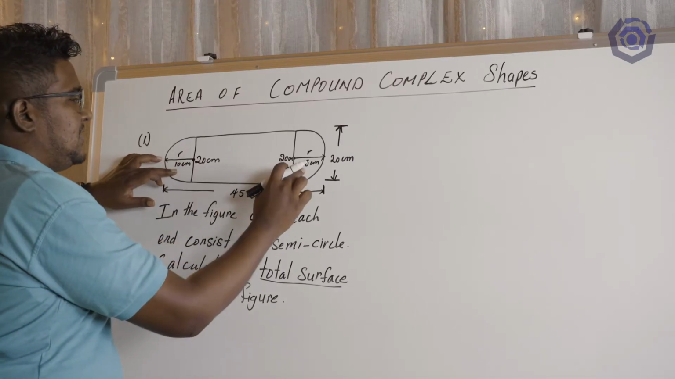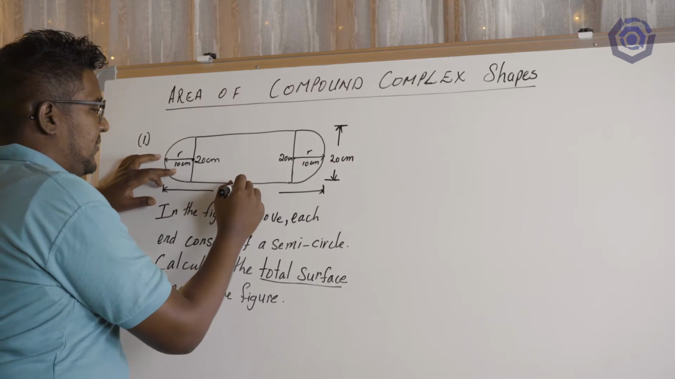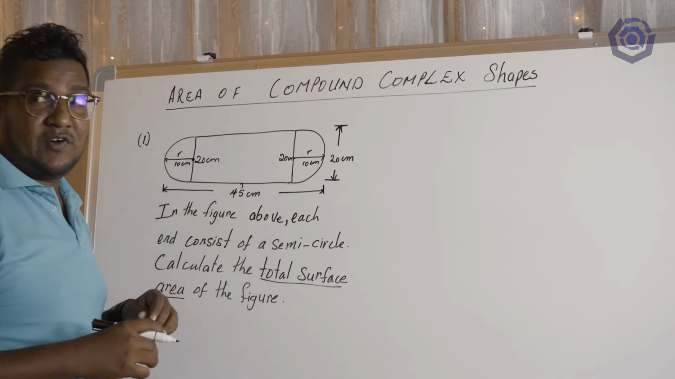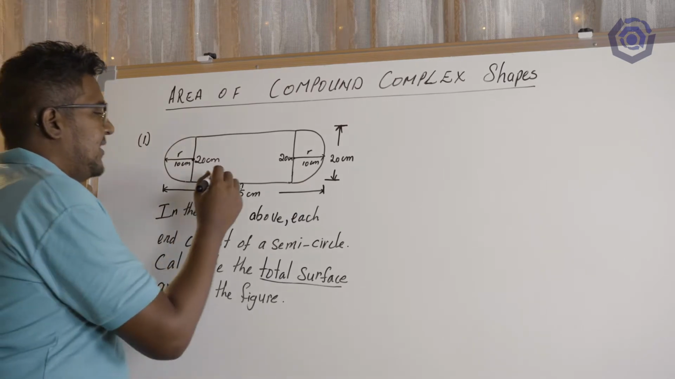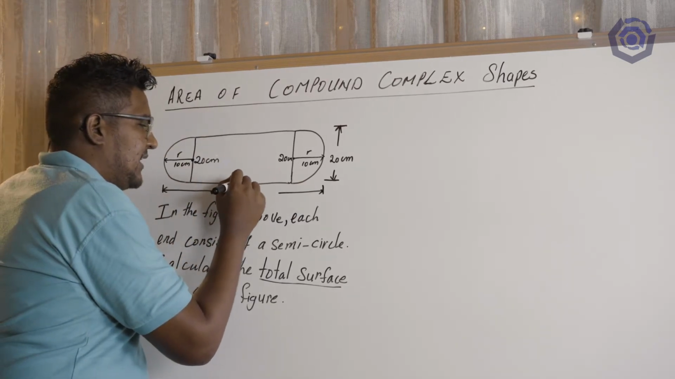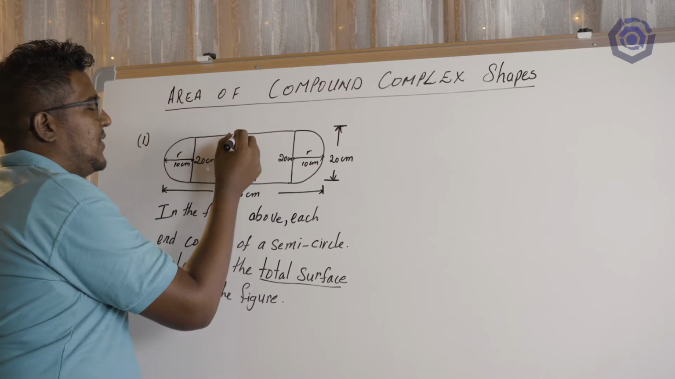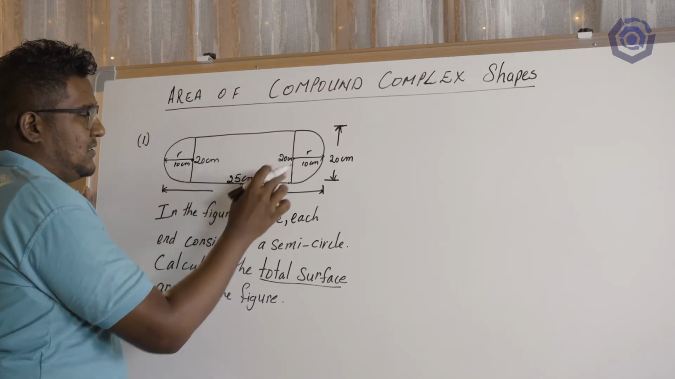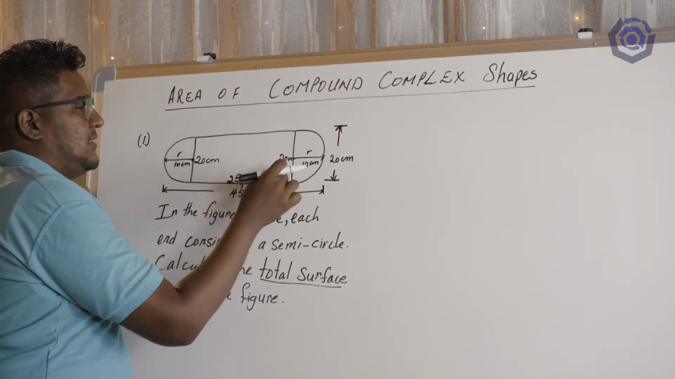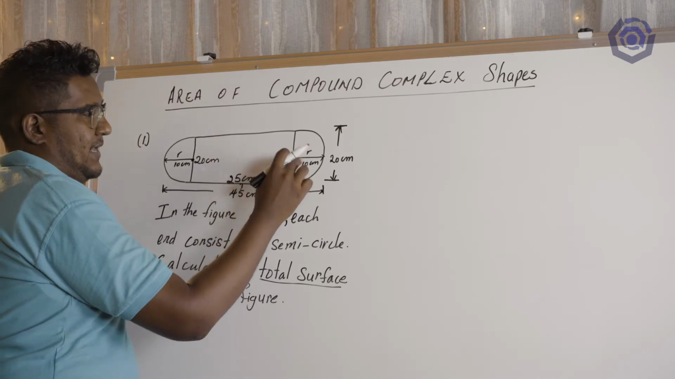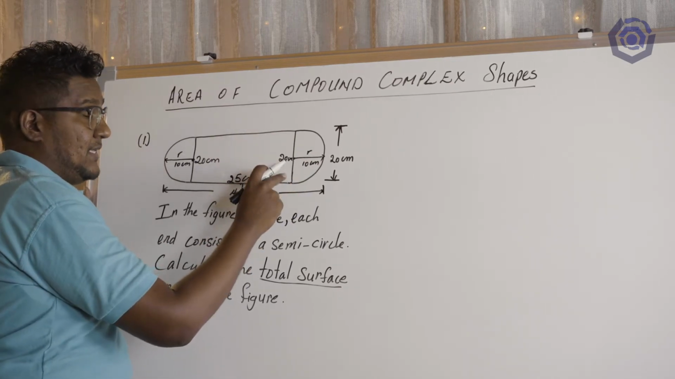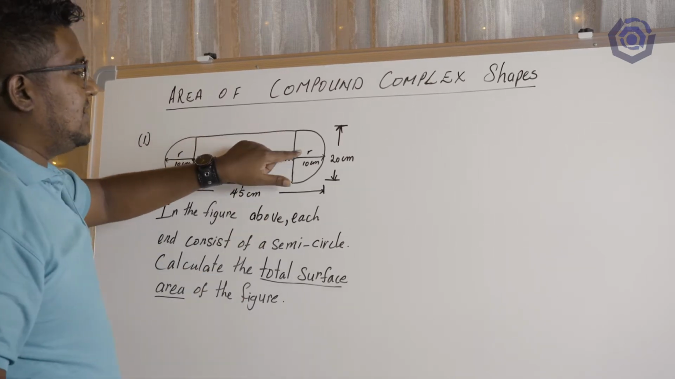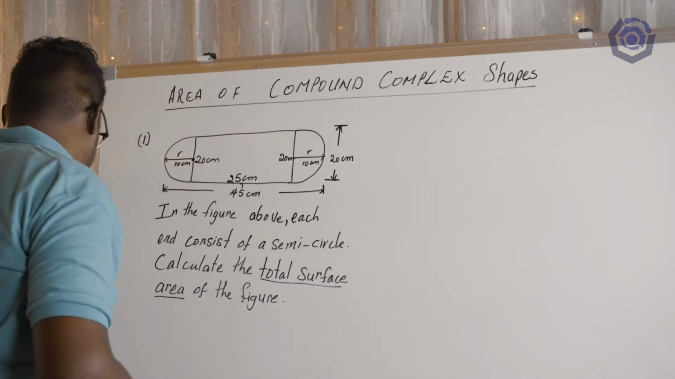So 10 plus something is going to give me 45. So 10 and 10 is 20, 20 from 45 is going to give me 25 cm. So now we know the length of my rectangle, the width of my rectangle, and I now have either the diameter of this circle or the radius of this circle to work with.